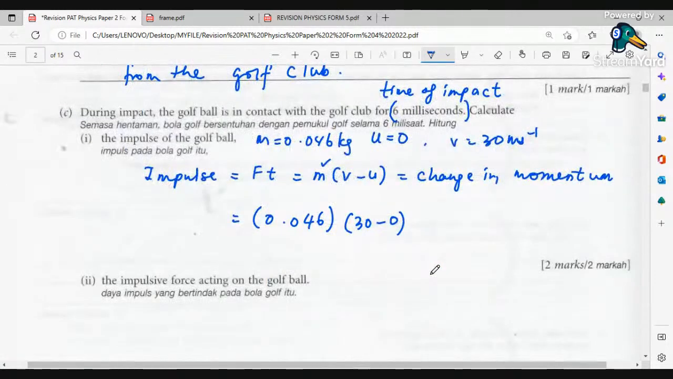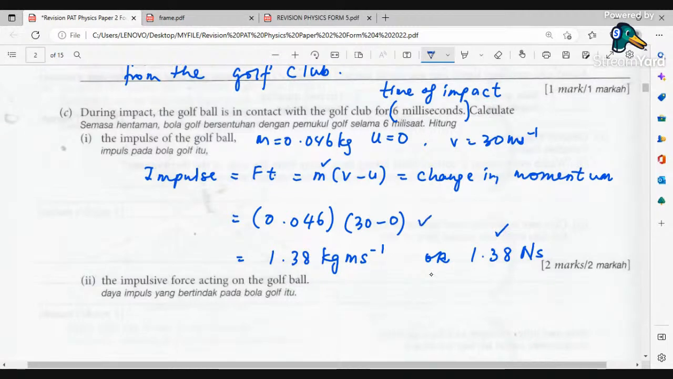Okay, the unit must be correct. Or you can use another unit, 1.38 newton second. Okay, from Ft you get newton second. From change in momentum you get kg meter second negative 1. So both can be used. Okay, answer plus unit. Substitution, answer correct plus unit, 2 marks. Unit mesti betul. Salah unit, salah jawapan.